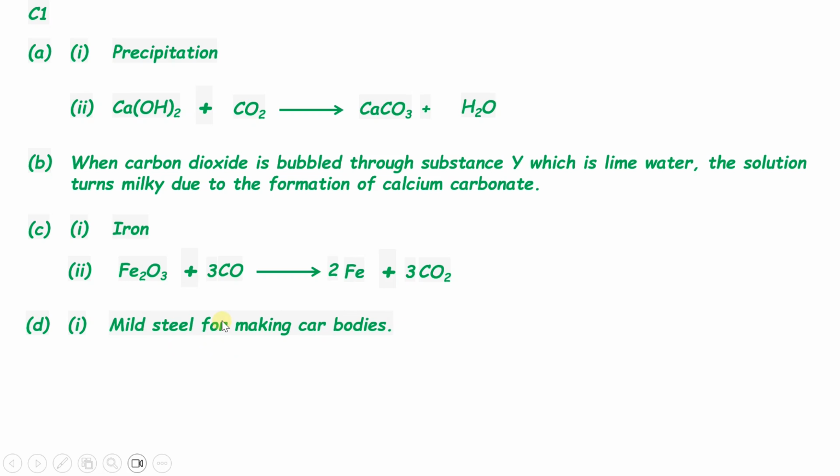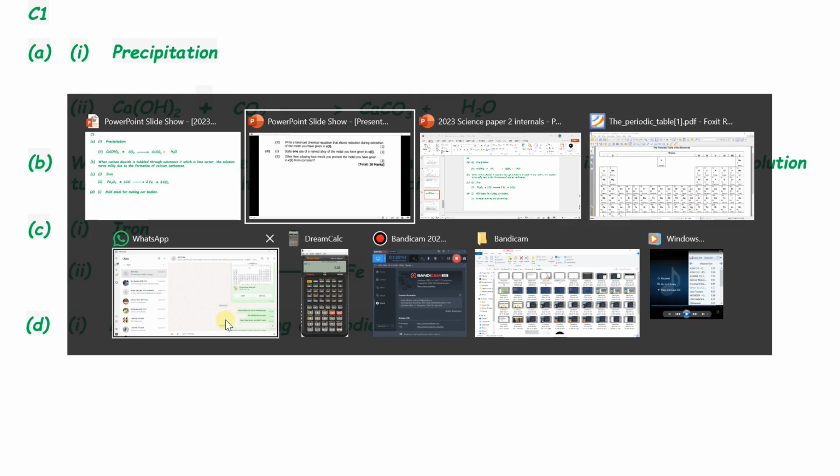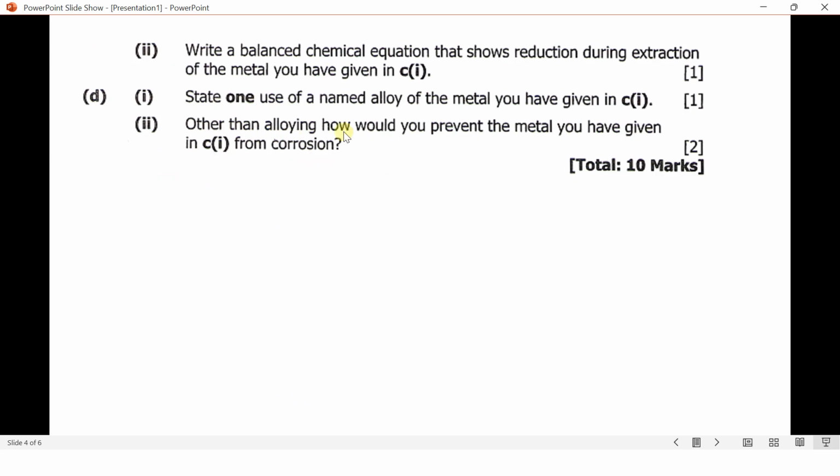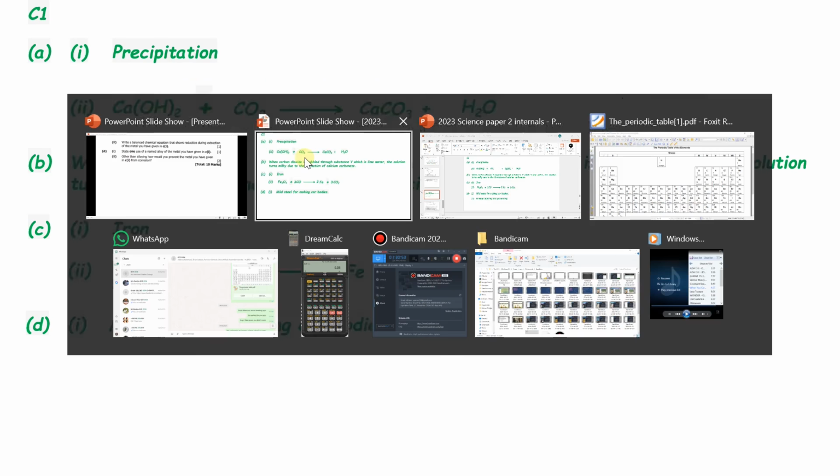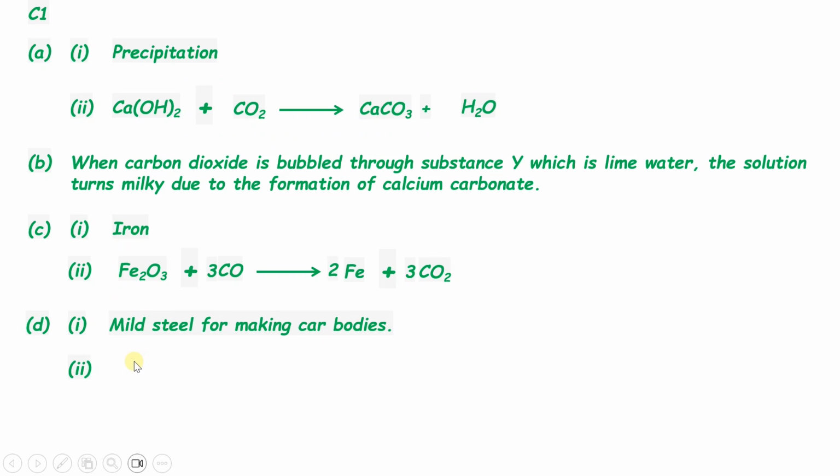Okay, then we go to the other part here. State, other than alloying, how would you prevent the metal you have given in C1 from corrosion? So how do we prevent iron from corrosion? Apart from alloying, it is through painting and galvanizing. So when you paint iron or you do galvanizing, iron can be prevented from corrosion.